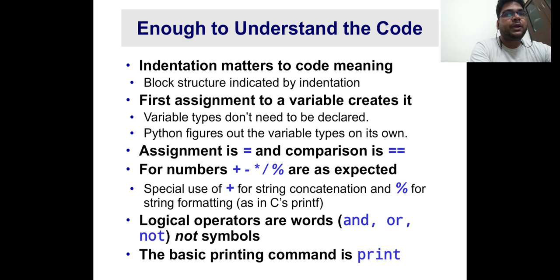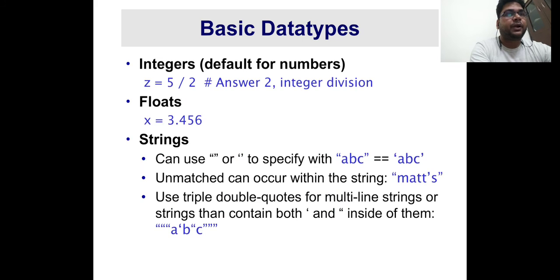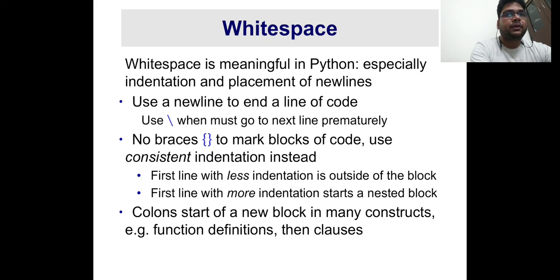For numbers, plus, minus, multiply, divide and percentage work as expected. There is special use of plus for string concatenation and percentage for string formatting, as in C printf. Logical operators are words like and, or, not, not symbols. The basic printing command is print. Basic data types: integers, floats and strings. These are the basic data types which you can utilize in Python.